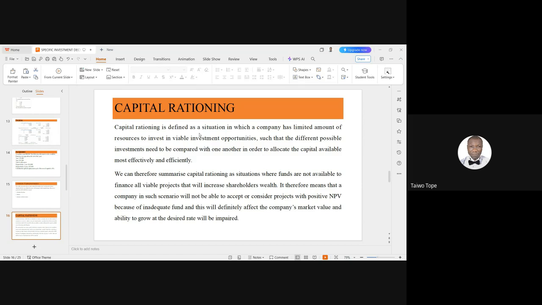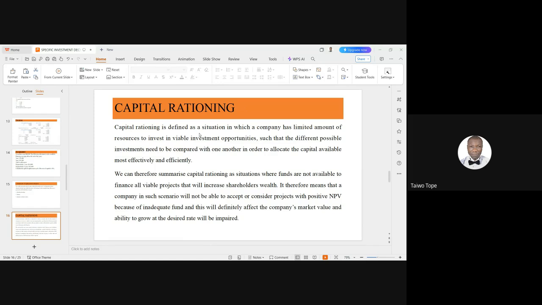Investment funds are limited. So the question is why capital rationing happens. We can have externally imposed capital rationing where lenders or markets restrict how much the firm can raise. For example, debt limit, equity issue, and some other difficulties.